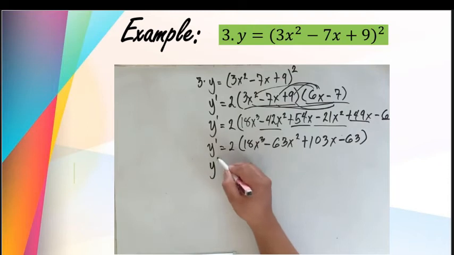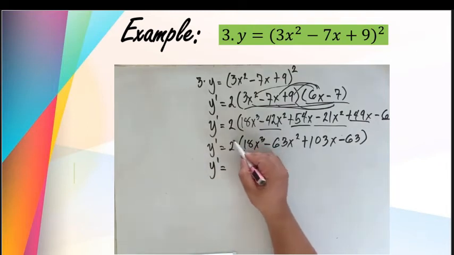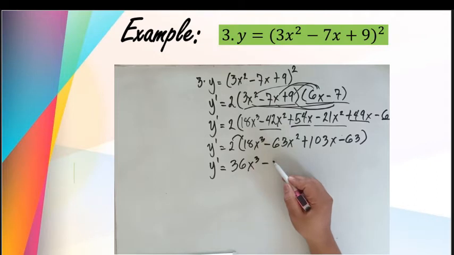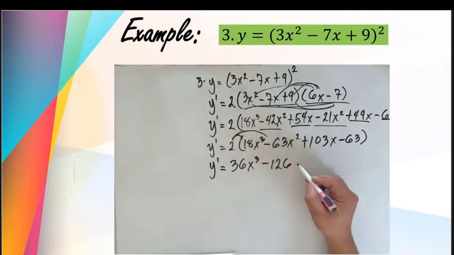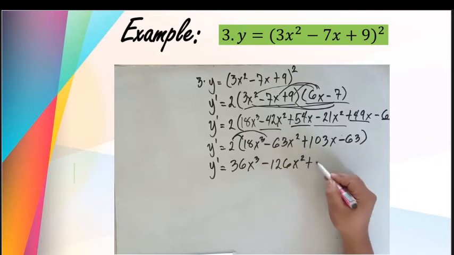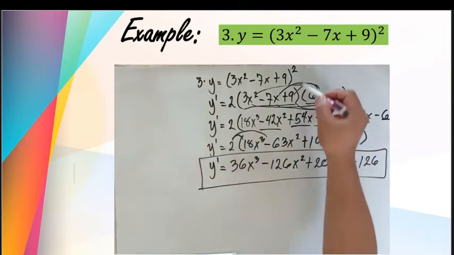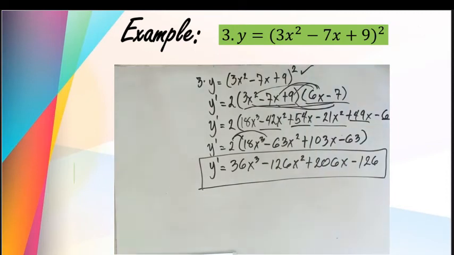Okay, so for the final answer, we need to distribute 2. So this is 36x cubed minus 126x squared plus 206x minus 126. So this is the derivative of that given function y.